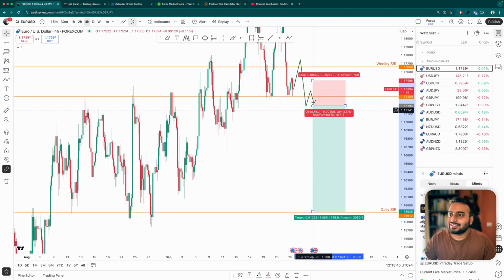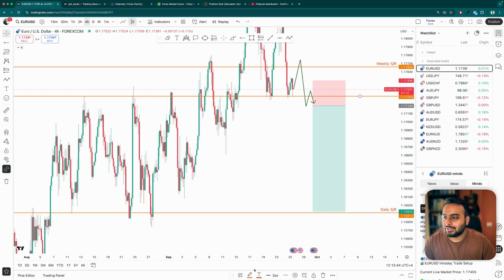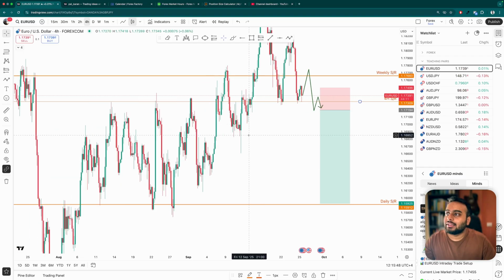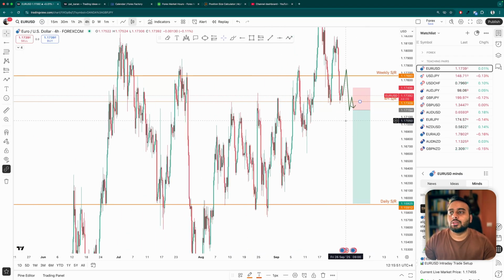Okay. And I guess this is it. I'll just mark this line for our support and resistance level. And there will be more videos on support and resistance, because it's a deep concept and this is the root of price action trading: support, resistance, and trend lines.